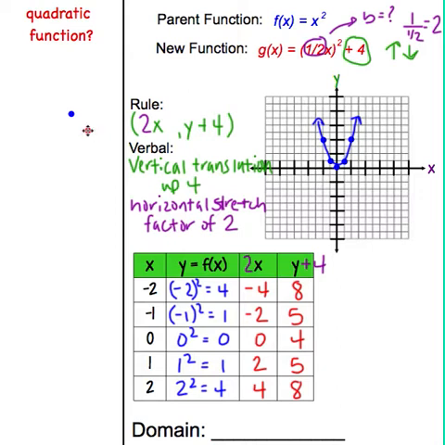So now we have our points, and we can go ahead and graph. So we start with -4, 8. We have -2, 5, 0, 4, 2, 5, and 4, 8. So then we can go ahead and graph this by connecting the points.